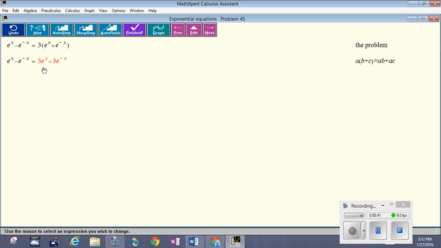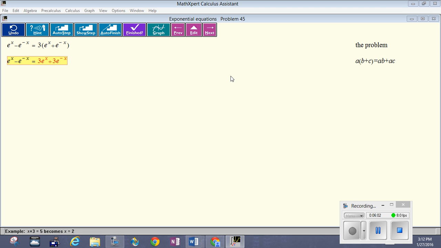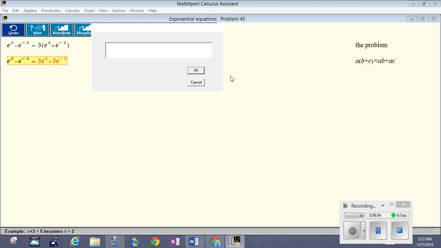Let's see what they suggest here. Okay, yeah, I'm not going to do a substitution. I think that's too much yet. Okay, I'm going to subtract 3e to the x off of both sides. So I'm going to subtract 3e to the power x off of both sides.